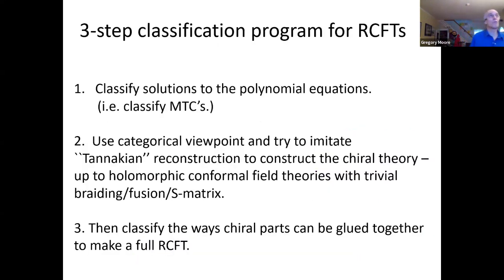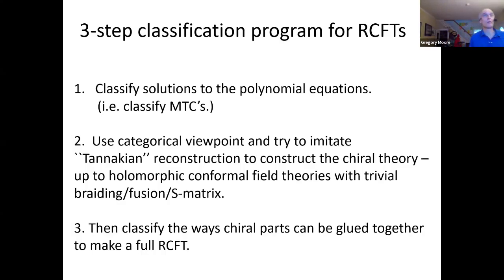So at the time, we had in mind a 3-step classification program for rational conformal field theories. First, you classify solutions to the polynomial equations. In modern language, that means classify modular tensor categories. Then you use the categorical viewpoint to try and imitate Tannakian reconstruction, from the category of representations of a group to a group.